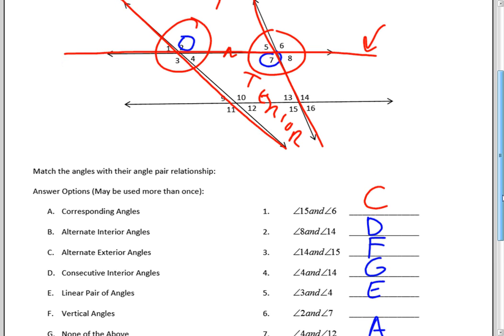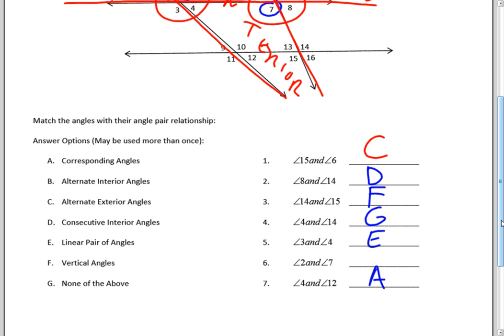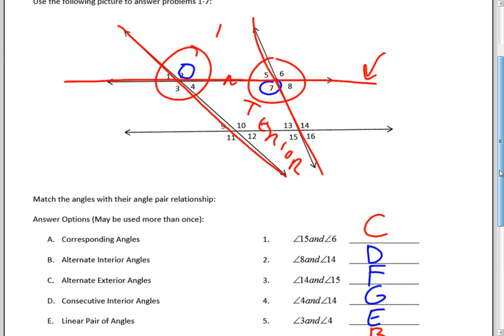Which choice is that? Is that B? If you're having trouble visualizing, circle the systems, figure out where the transversal is, figure out where the interior is for that case. It changes depending on your frame of reference.